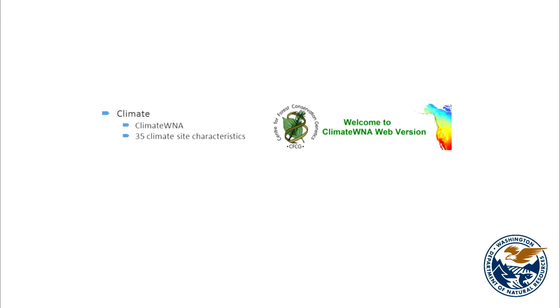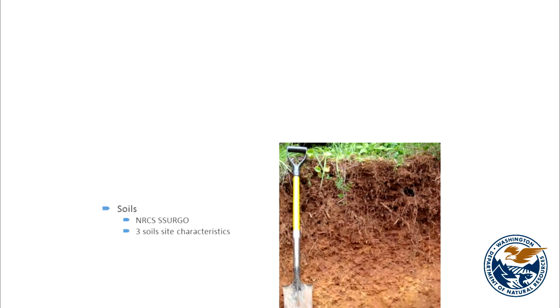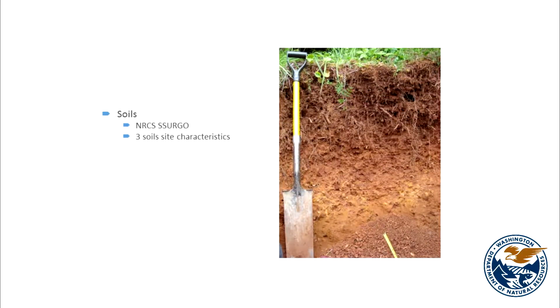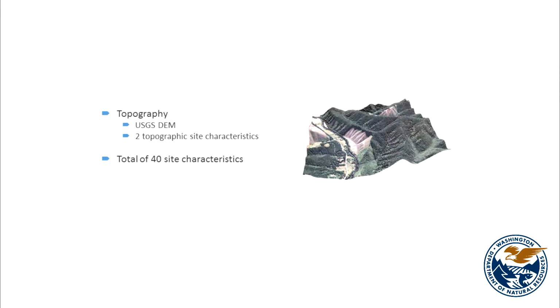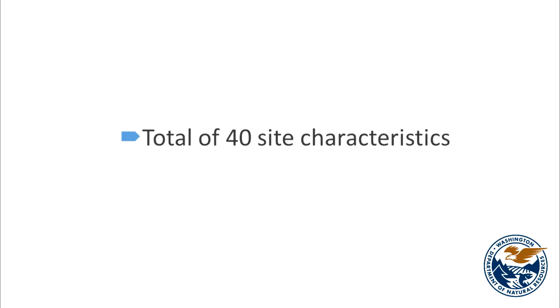So then we wanted to figure out which site characteristics we were going to use to look at the variation among these sites. We started with ClimateWNA, which is a climate modeling program put together by the folks up at UBC. We also used the NRCS SURGO data set. And finally, we used the USGS digital elevation model to look at 2 different site characteristics. So in total, we had 40 different site characteristics that we wanted to take a look at. And we combined that with our response data.